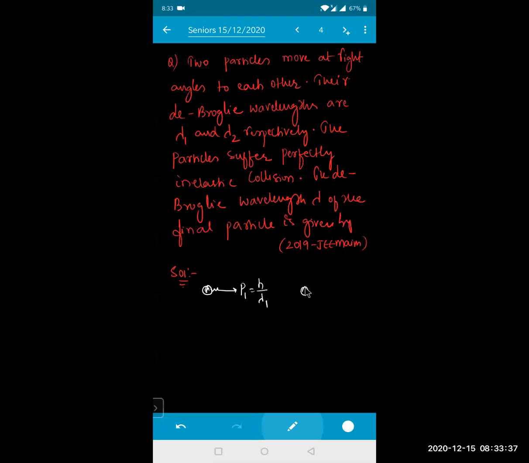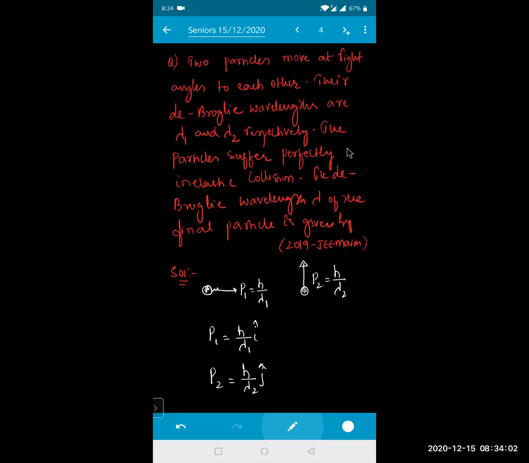And this is another particle. The momentum of this one is perpendicular to this one, in this direction. So P2 will be equal to h by lambda 2. Both of them are perpendicular. So I can write here P1 is equal to h by lambda 1 into i cap, and P2 is equal to h by lambda 2 into j cap.